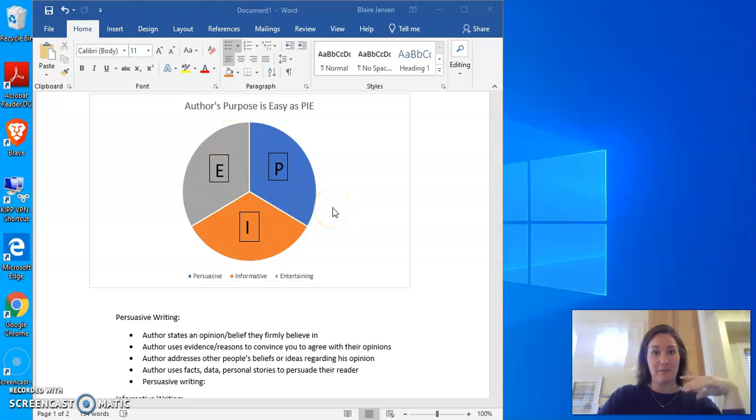Now, an easy way to remember this is that author's purpose is easy as pie. You draw a big circle here on your paper, and then you put in each section, once you've divided it into three sections, a P, an I, and an E.